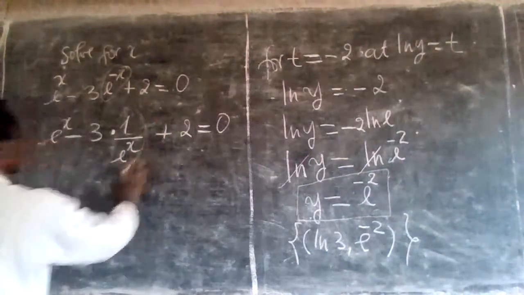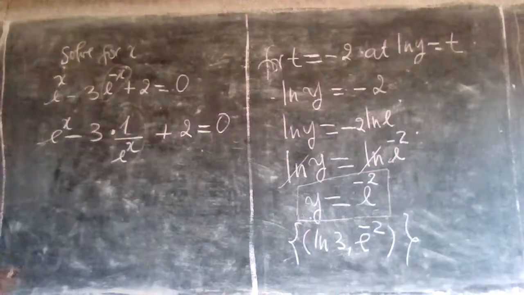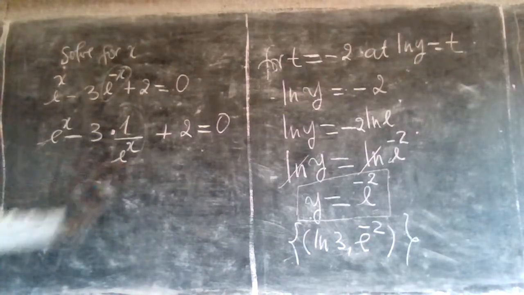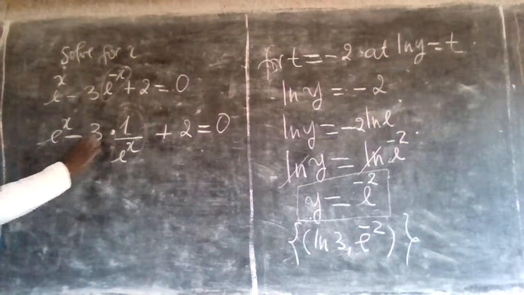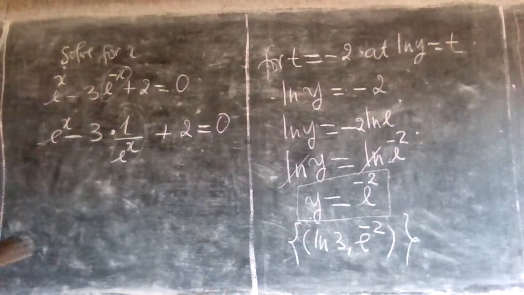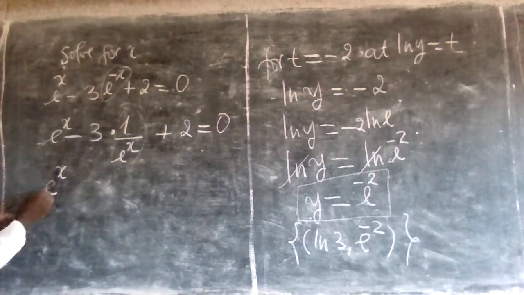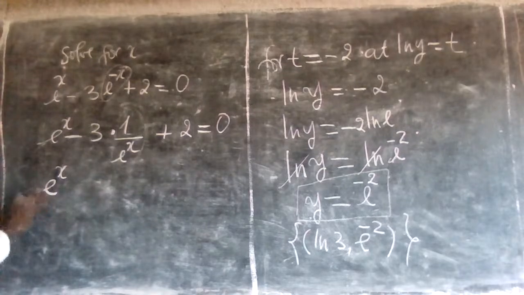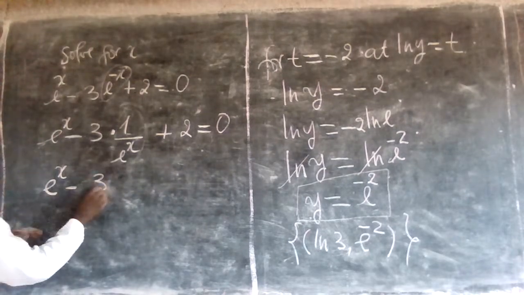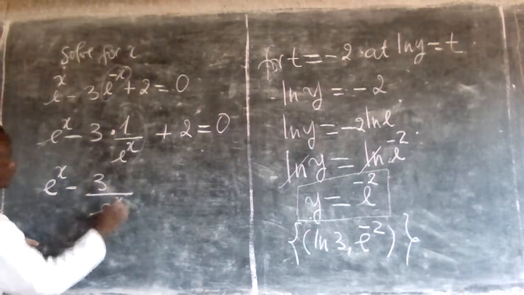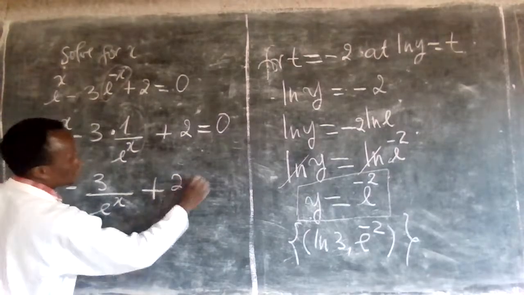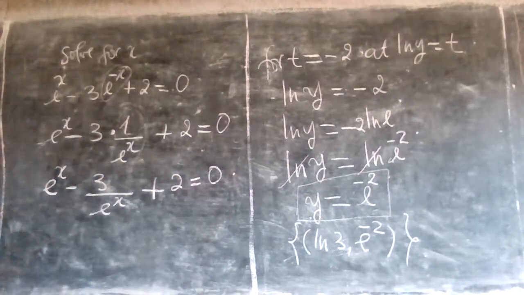Now let us continue. As I told you, what we are going to do is multiply these 3 and this one. Yes, we remain with e power x. This is e power x minus 3 over e power x plus 2 is equal to 20.